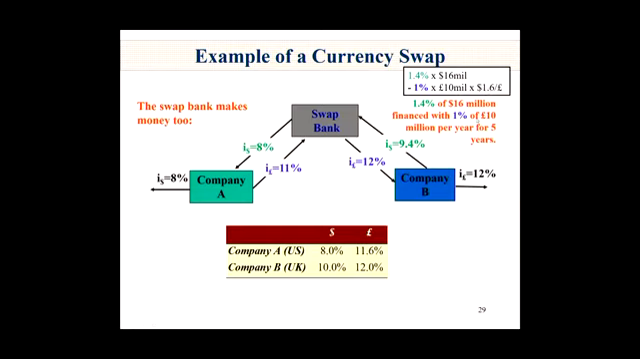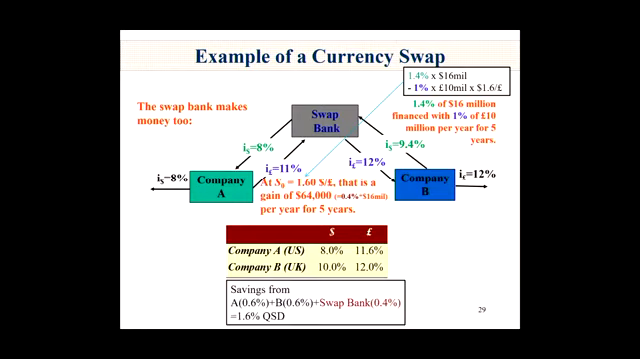So basically, the swap bank is going to be better off. Now, this was a 5-year loan. Okay, so pretty much the swap bank ends up with $64,000 every year for the 5 years through this swap. Okay, so what is the overall savings? Well, A saves 0.6, B saves 0.6, and the swap bank saves 0.4. Okay, so 4% minus 1%. So the QSD is 1.6% overall.